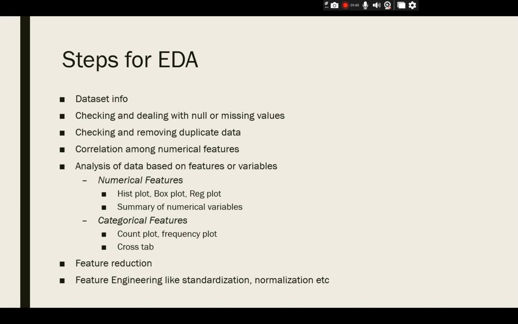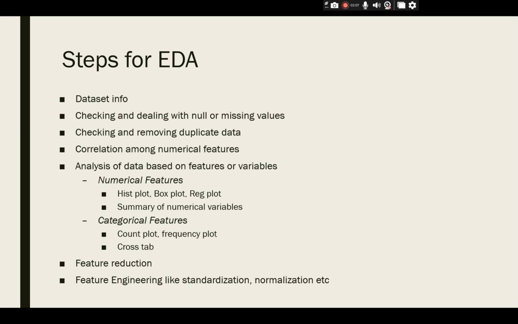Then we are going to do the feature reduction, and at last the feature engineering, in which we are going to do standardization, normalization, etc. And then we can do data balancing also if needed. So these are the particular steps that we follow in EDA. Now let's move ahead to the first lecture.